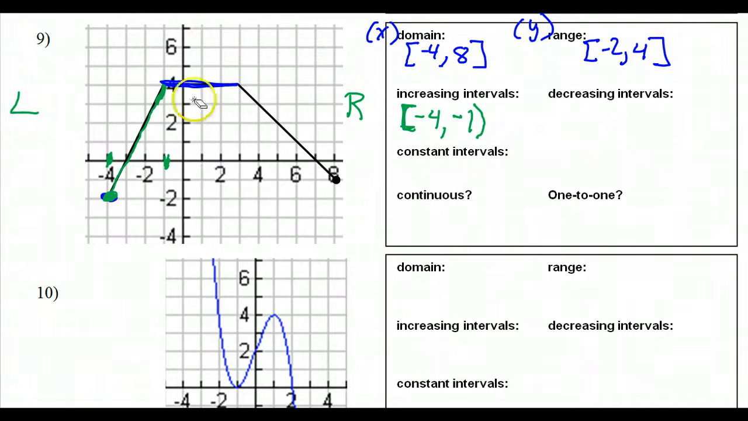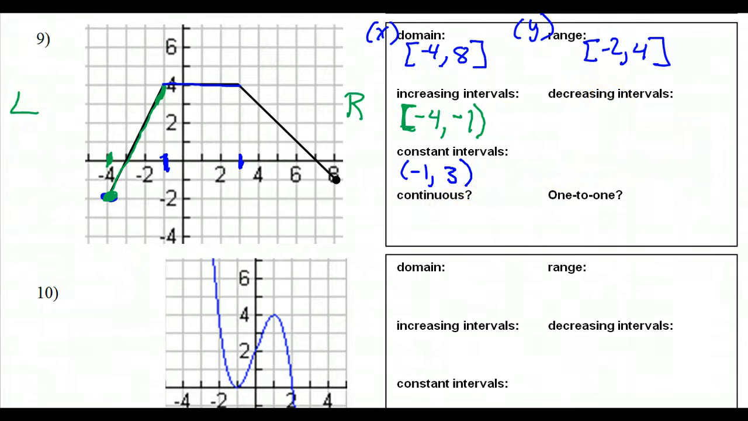From here to here, it is flat. So from here to here, shown here in blue, that is a constant interval. So it is constant from -1 to 3. Okay, got to look at those x values. So from here to here on the x-axis, so that's -1 to 3.